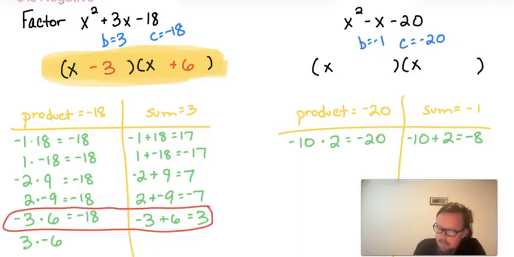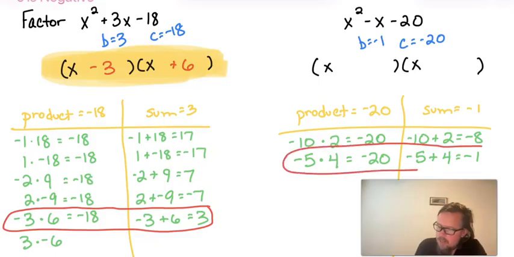What about 4 and 5? Again, the bigger number needs to have the negative on it. That's negative 20, and negative 5 plus 4, there it is, negative 1. So our numbers are negative 5 and positive 4. Negative 5, positive 4, and there we go.